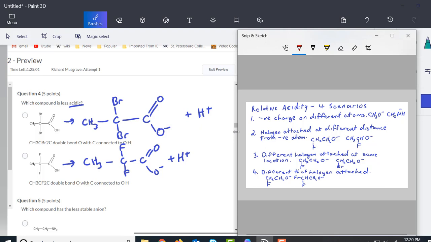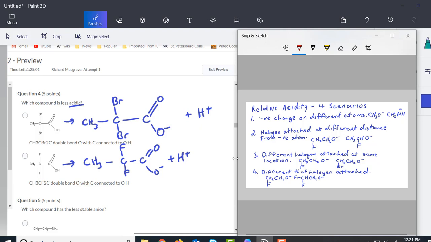Now number 3, is there a different halogen attached at the same location? And the answer is yes. We've got Br here versus F here. Are there different numbers of halogens attached? No, we've got 2 here and we've got 2 here. So we know that it is scenario 3.